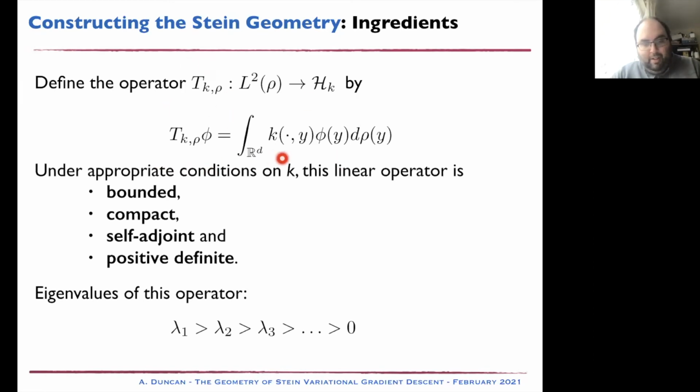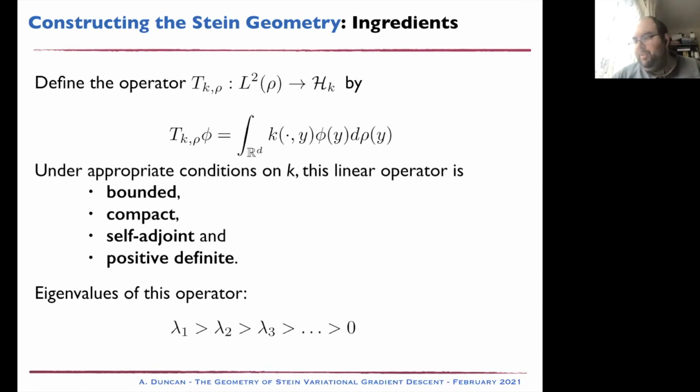This is just basically an embedding operator, a kernel embedding operator, which if you give me a function phi, which is in L2, it just maps it into the RKHS. Okay, just in this way. So it's just integrating weighted by rho the phi. And so we need to keep this operator in mind because it's going to pop up everywhere.